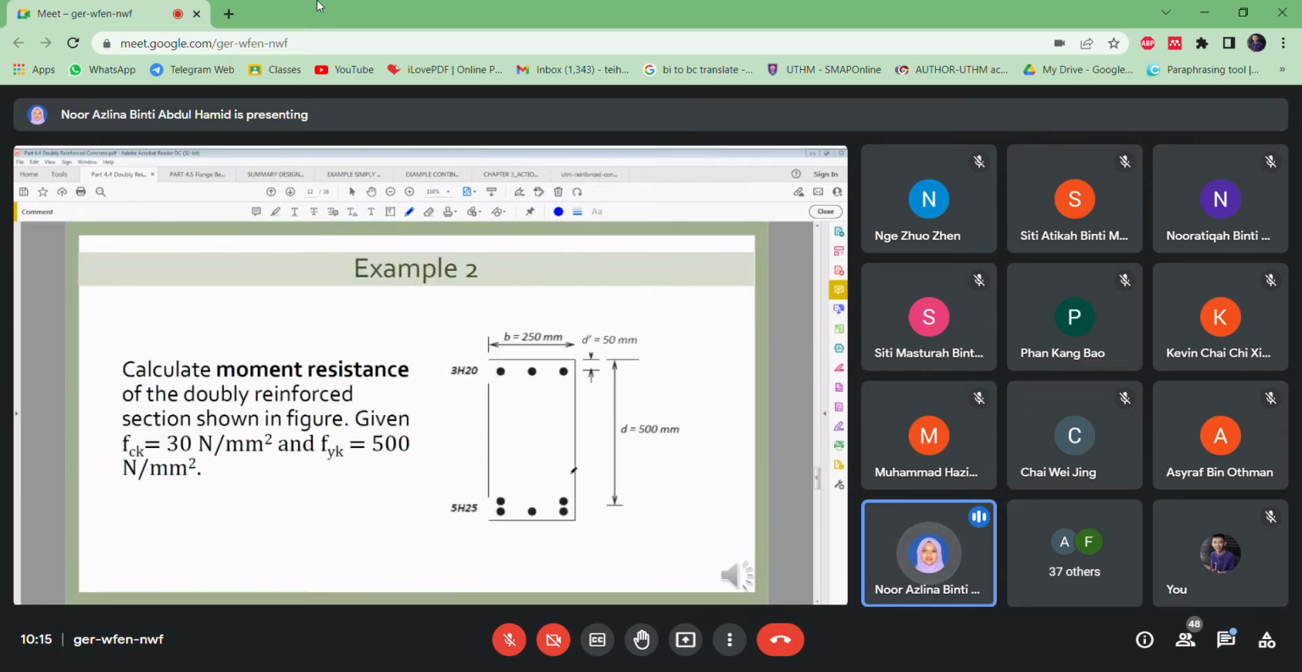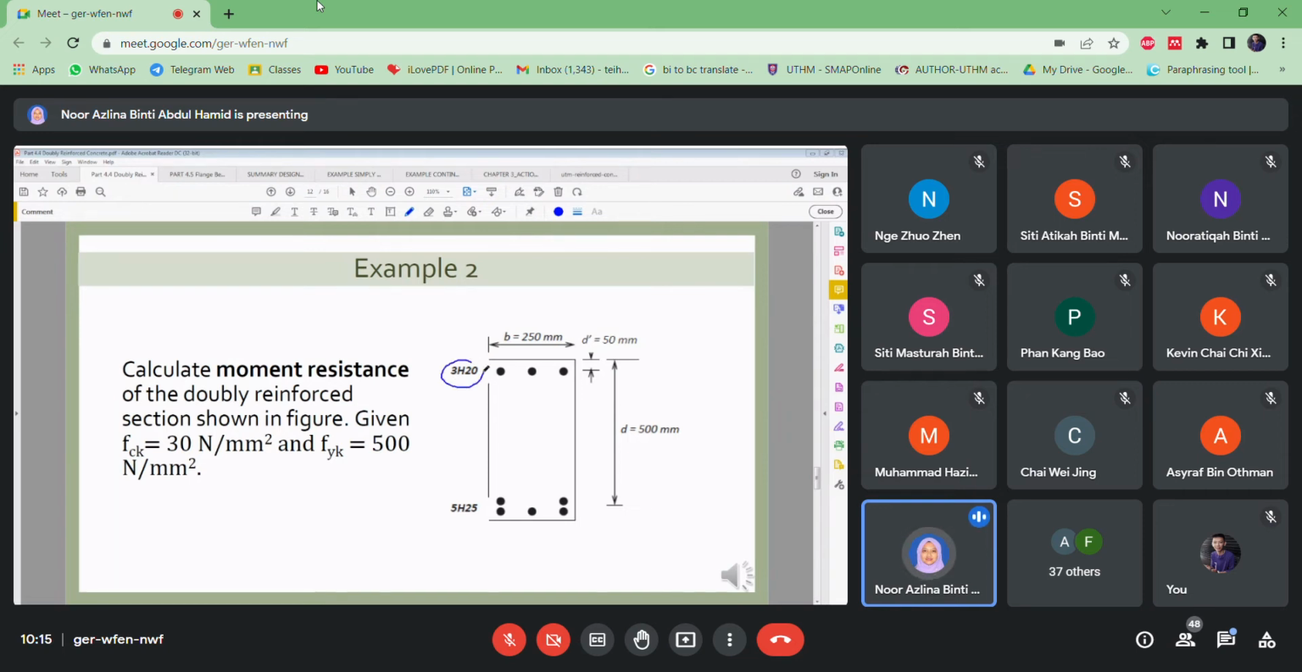For example number 2, in this style, it gives a section that consists of all the reinforcement with the dimensions, with the size of the bar, with the size of the beam here. So from this section with all the reinforcement provided, you need to calculate what's the capacity for this beam, what's the moment resistance for this beam. Okay, maksudnya you kena reverse balik calculation.